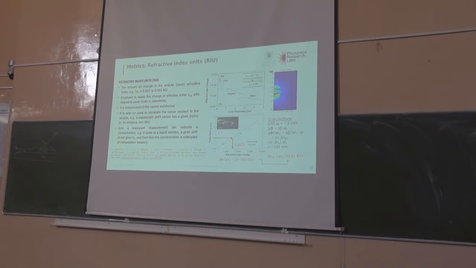How is this quantified? I have a sample on top of my waveguide. Which magnitude tells me the change? The change of what? Well, actually, there is a convention which is called refractive index unit. It is how much the refractive index in the cover has changed. So, for instance, if there is an increment of the refractive index in the cover of 0.001, this is also referred to as 0.001 refractive index units, RIU. RIU, if you want to abbreviate.